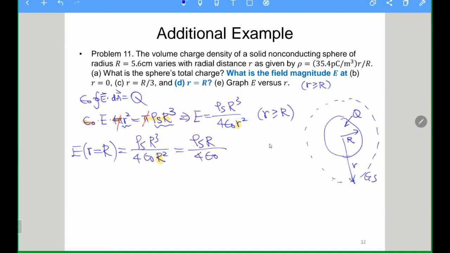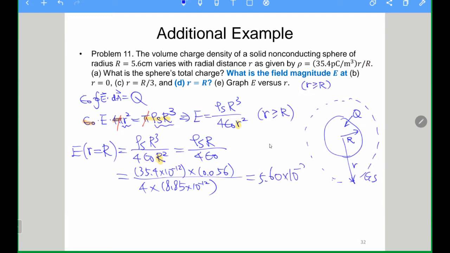Then we can plug in the values. Rho s is 35.4 times 10 to the minus 12, times capital R, which is 0.056 meter, over 4 times 8.85 times 10 to the negative 12. So the answer will be 5.60 times 10 to the minus 2 Newton per Coulomb. Okay, so this is the answer for part D.